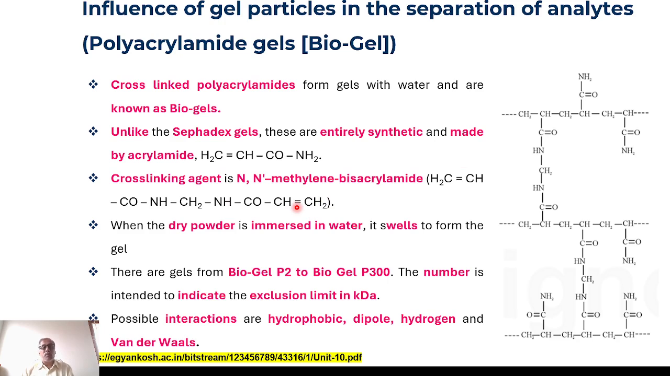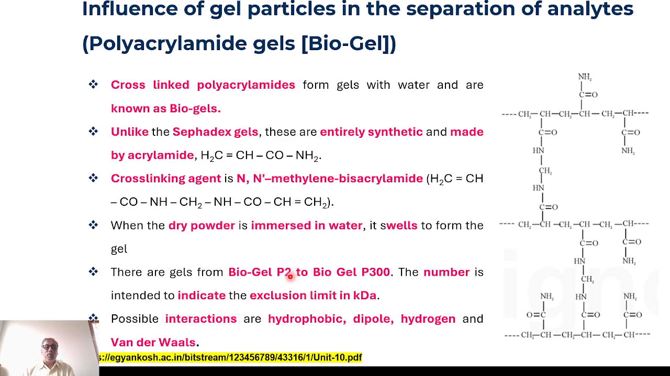If you want to perform the experiment, take the dry powder of polyacrylamide and soak it overnight, say 12 to 16 hours, so that it will swell and you will get a gel architecture. Now the gel can be used. Here you can see Bio-Gel P2, Bio-Gel P10, Bio-Gel P300. You will have different varieties of Bio-Gels, but here the number denotes something different. It denotes the exclusion limit directly.